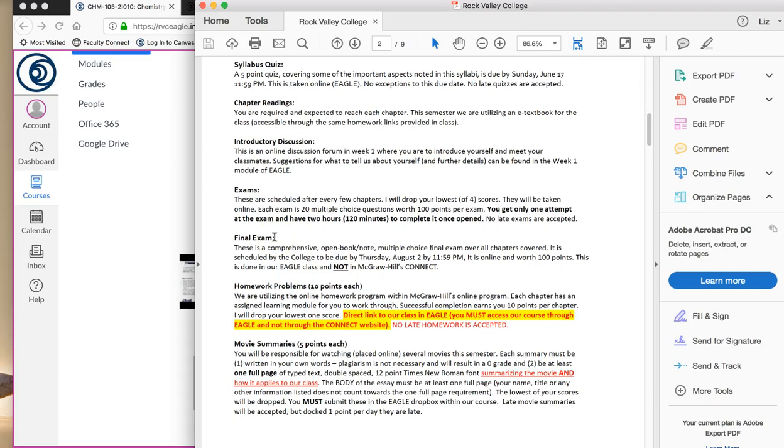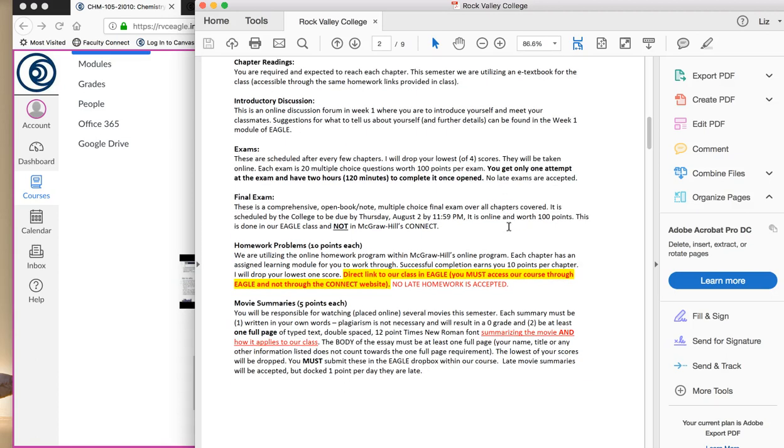Exams: after every few chapters, there's an exam. Again, it's online. It's worth 100 points, 20 multiple choice questions. I drop your lowest 1 of 4 total exam scores. You do, however, only get 1 attempt at the exam. You have 2 hours to complete it. So unlike homework, which you can come and go from, once you open the exam, the clock is ticking. So be sure you have time to sit down and devote to taking the exam. No late exams are accepted.